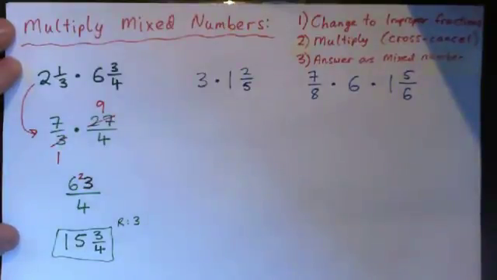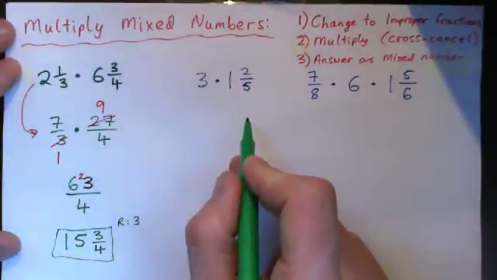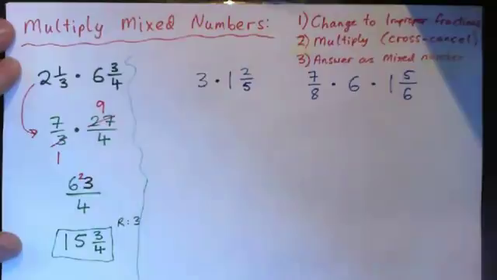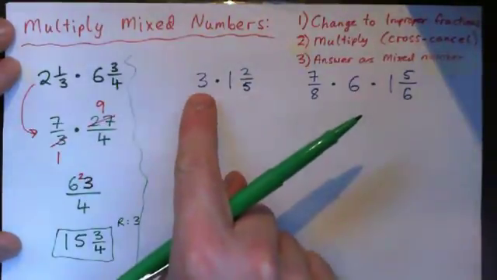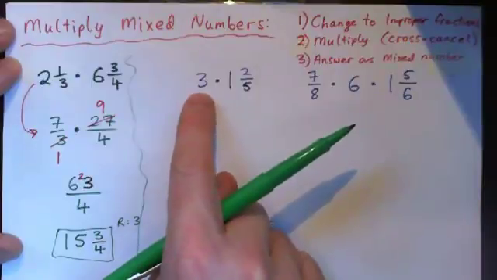Okay, so let's see if you can press pause and figure this guy out. This is 3 times 1 2/5. Any idea how you might do this? Well, let me give you help here. First of all, turn 3 into a fraction. How would you write 3 as a fraction?